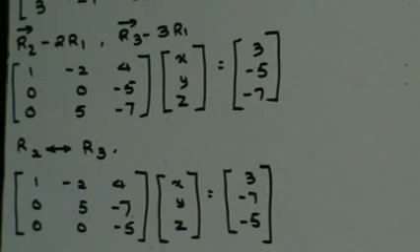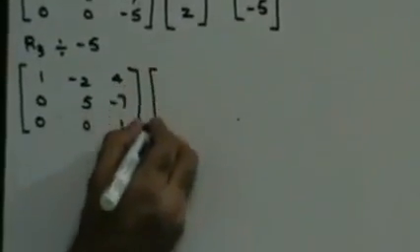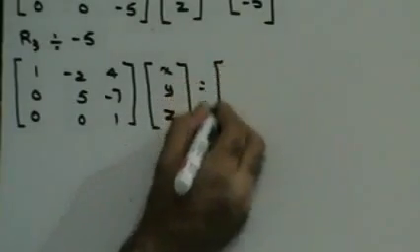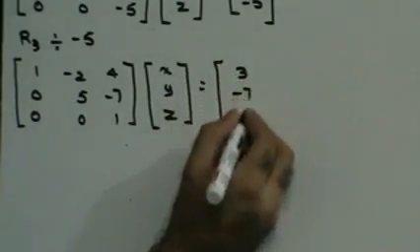In spite of interchanging, I cannot get a 1 here because the number here is 0. So instead of solving the second row, I'm going to solve the third row and make this number 1. How do I make this number 1? Divide R3 by minus 5. I'll get 1, minus 2, 4, 0, 5, minus 7, 0, 0, 1. X, Y, Z is 3, minus 7, 1.